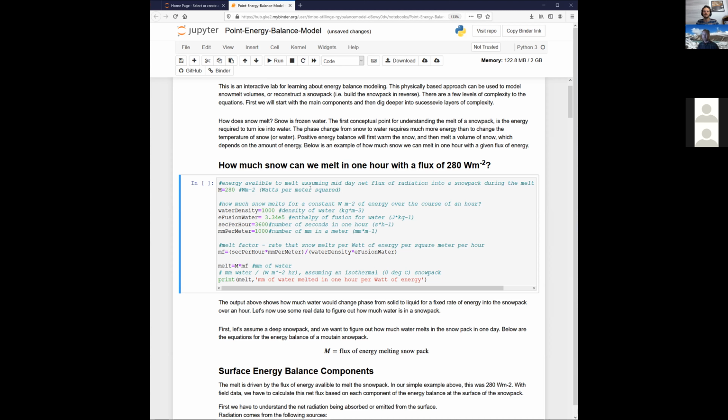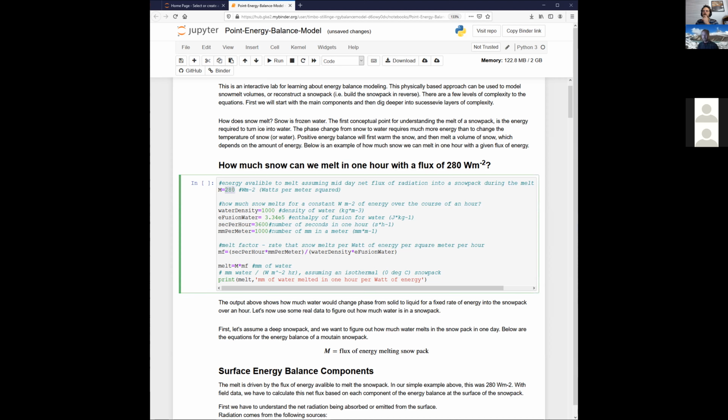So if we have about 280 watts per square meter of energy being absorbed by the snowpack over the course of an hour, how much water do we melt out of the snow? In order to do that math, we have to know a few things about the snowpack. The first thing is the equation to figure that out.